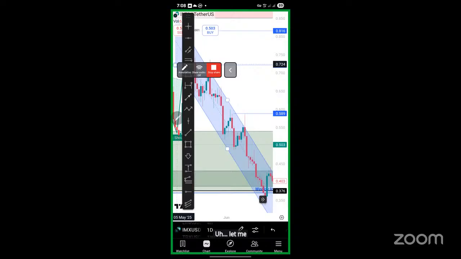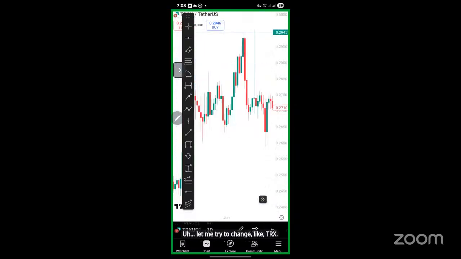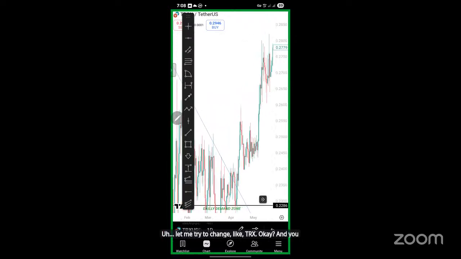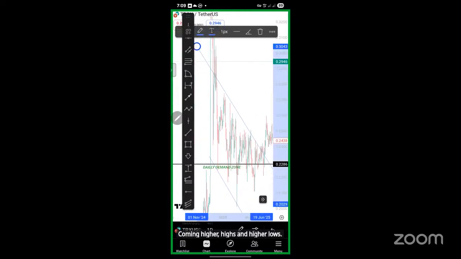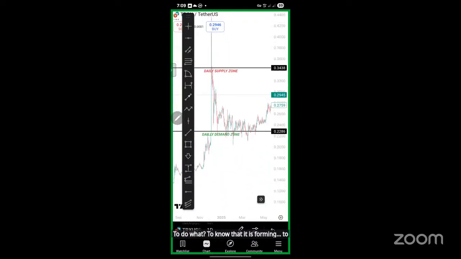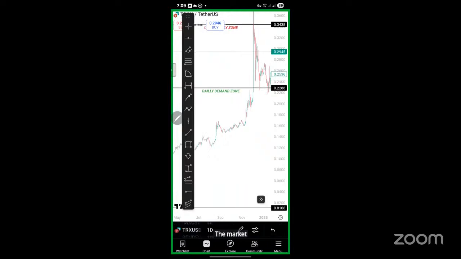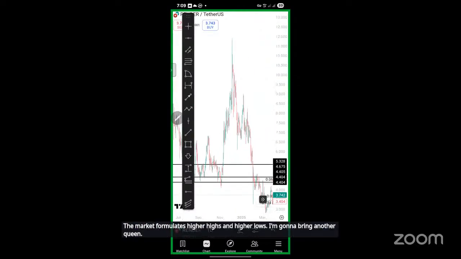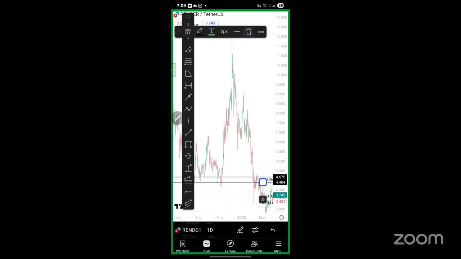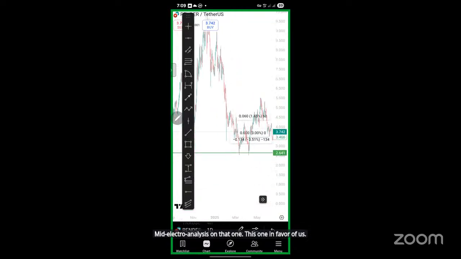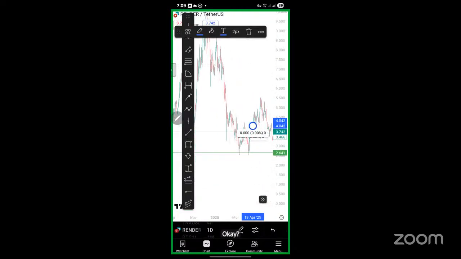Let me try to change, like TRX. And for the market to qualify as forming higher highs and higher lows, to know that the market is on an upward trend, the market formulates higher highs and higher lows. I'm going to bring another coin. I made a lot of analysis on that one. This one favors us.